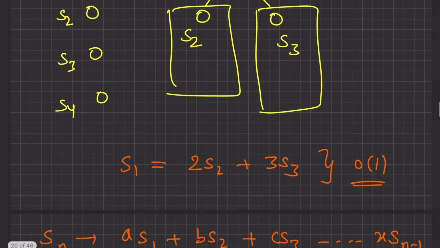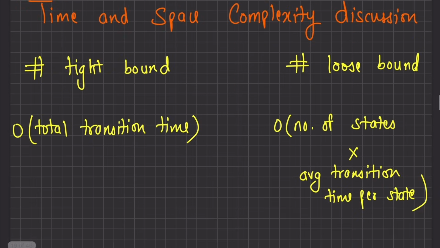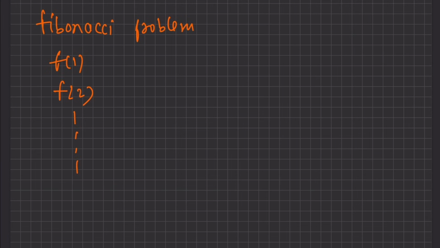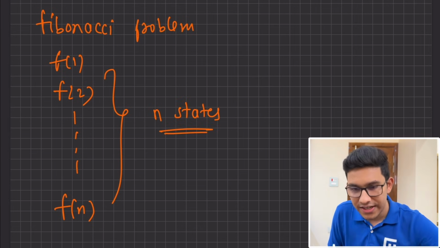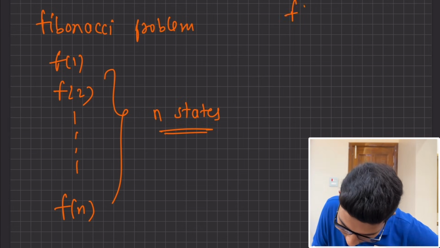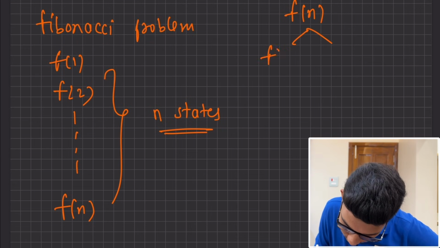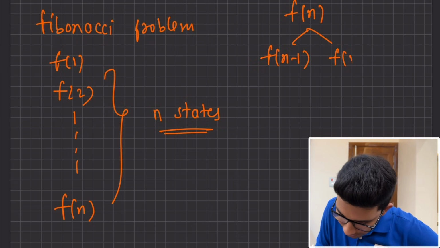Okay, if we were to look at the Fibonacci problem, what is the number of states in the Fibonacci problem? See, we had f of 1, we had f of 2, and so on up till f of n, right? So there are n states. How much time is required to evaluate one state? Just order 1, because f of n depends on f of n minus 1 and f of n minus 2.